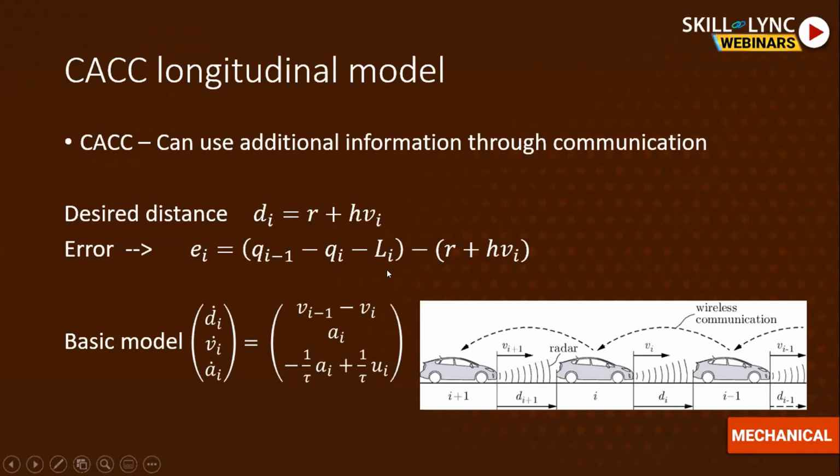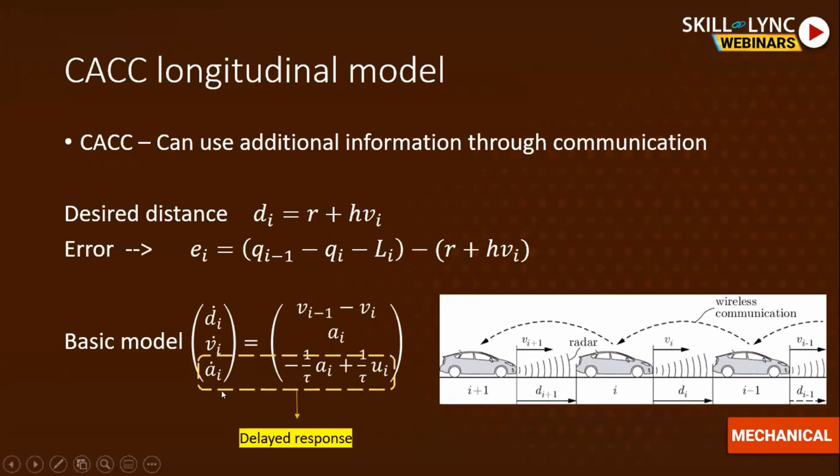The basic model that we would be using is this. It is a longitudinal model which covers distance, velocity, and acceleration. A fact to note is that these three terms are just derivatives of each other. Now, look at the final equation in there. This is just a delayed response. When you press the acceleration pedal, the acceleration doesn't go up to a level instantly. There is a delay, and the delayed response is governed by this equation.